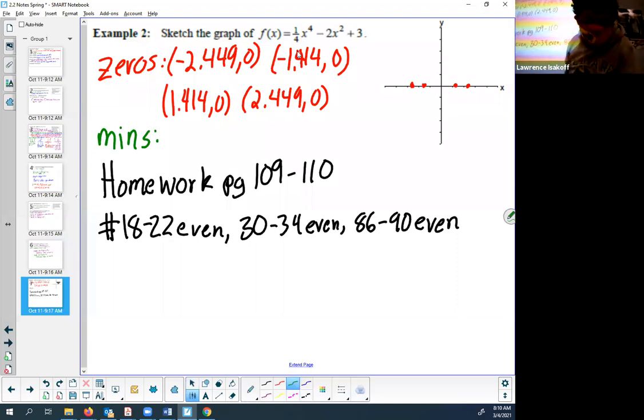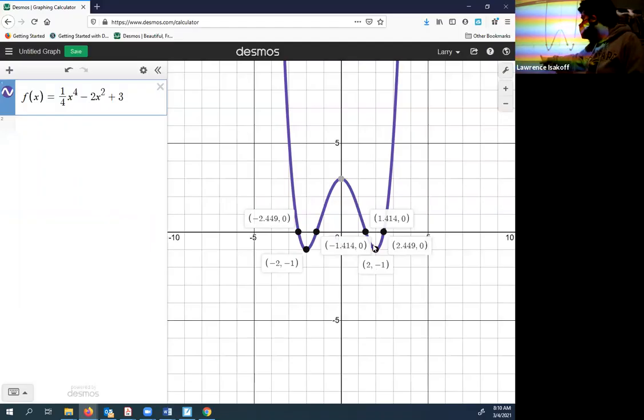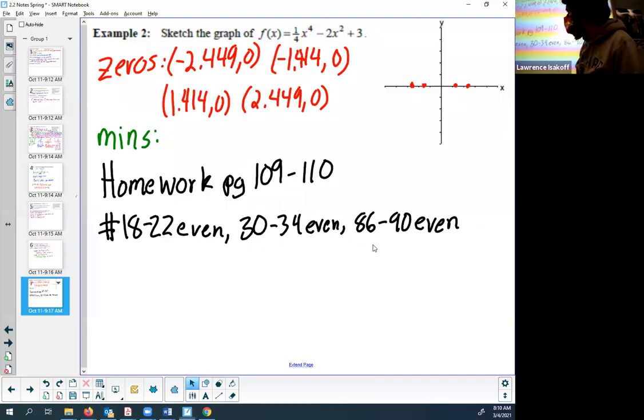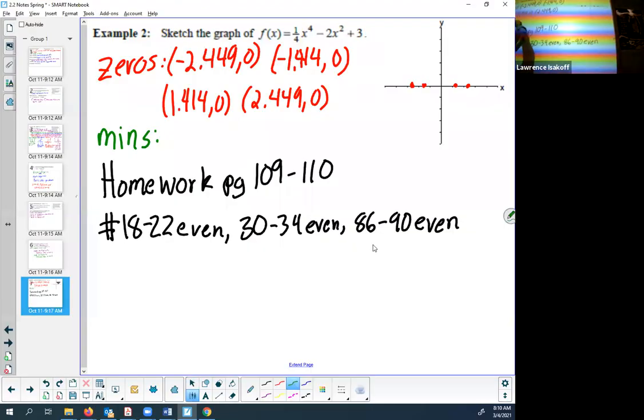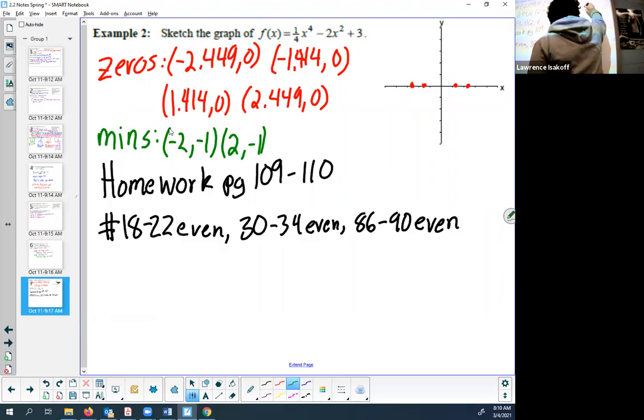Let's take a look at those. So my mins happen here and here. So negative 2, negative 1, and 2, negative 1. So let's record those. Negative 2, negative 1 and 2, negative 1. So that's going to be right here and here.